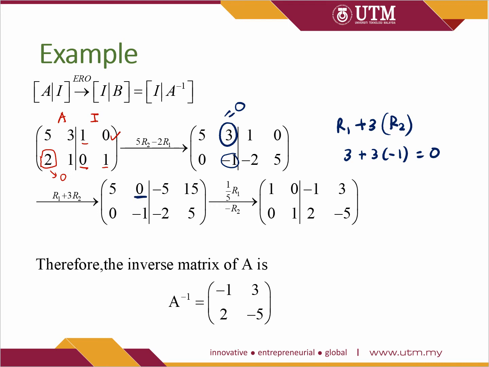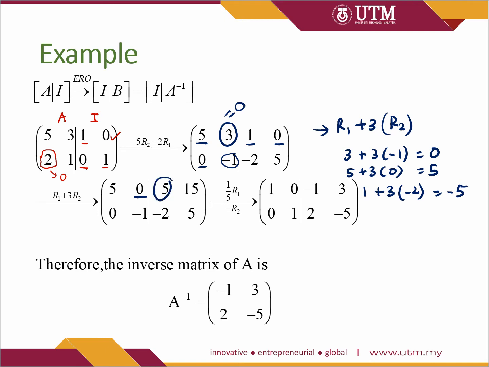Then we use the same operation for the rest of the row for 5, 1, and 0. So we just substitute 5 into the operation. Here we have 5 plus 3 times R2, where R2 is 0. So still we get the same answer, which is 5. And then we proceed to the third column. So we have 1 plus 3 times negative 2, which will be equal to negative 5. So here we write negative 5.